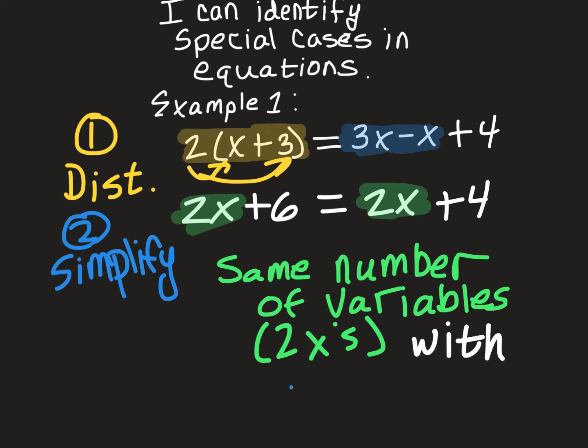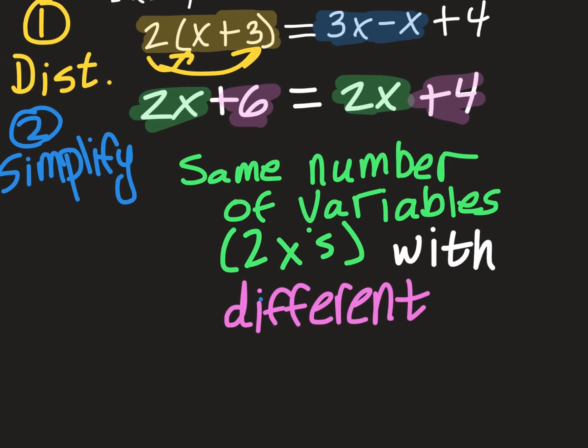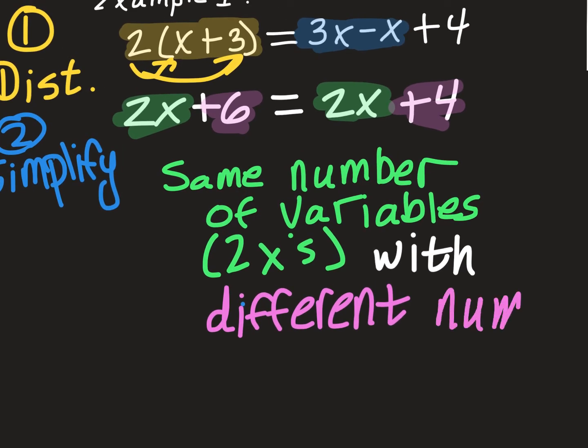with, what are they paired up with? They're paired up with different numbers, aren't they? So with a 6 and a 4. I've got a little picture I'm going to show you in a second. So we've got 2 x's on both sides, but they're paired up with different numbers. Is it okay if I slide over for a second and show you a picture?